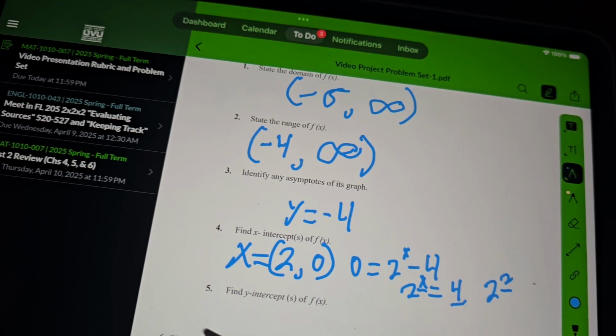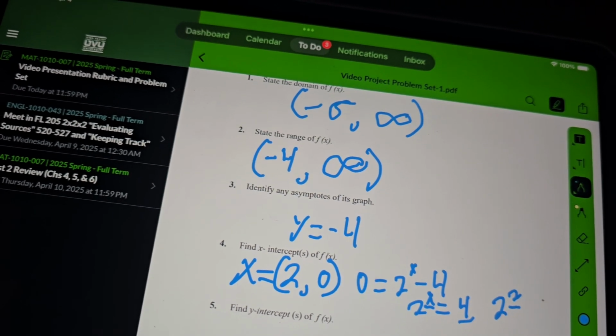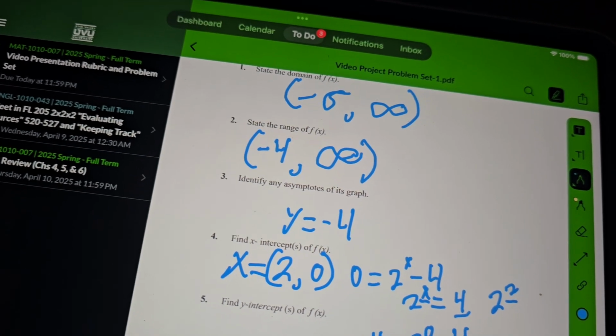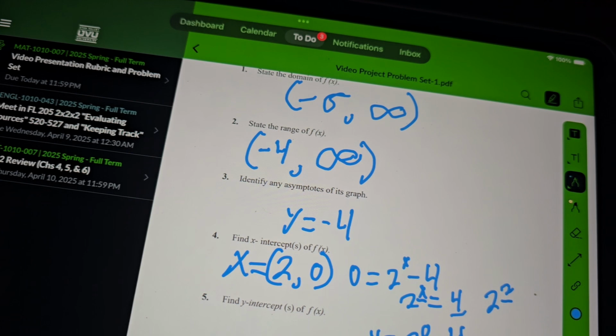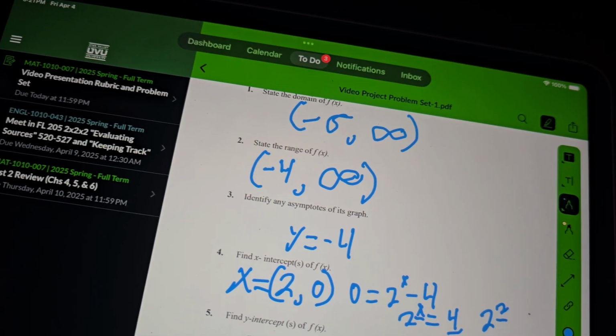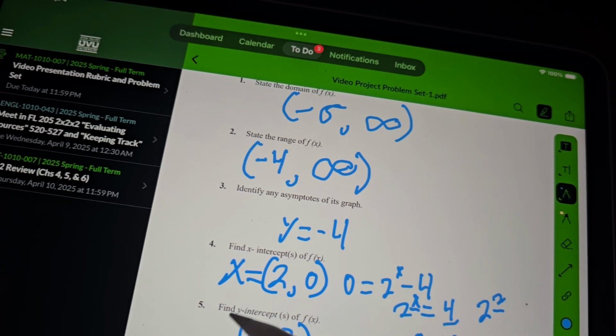And then the y-intercept, so you would just set x to 0, so it'll be y equals 2 to the power of 0 minus 4, and that just means 1 minus 4 equals negative 3, so your y-intercept is going to be 0 comma negative 3.